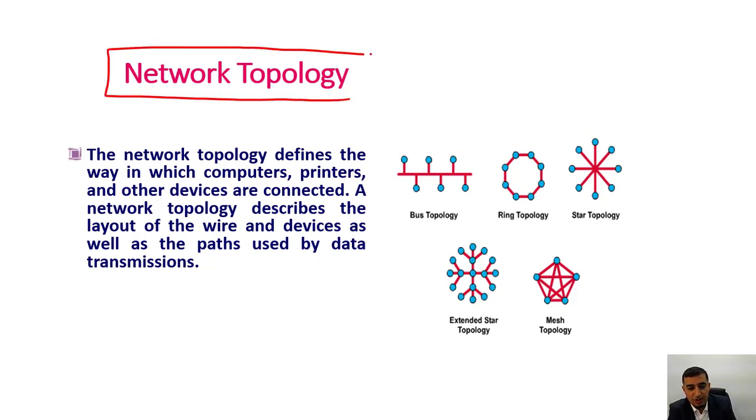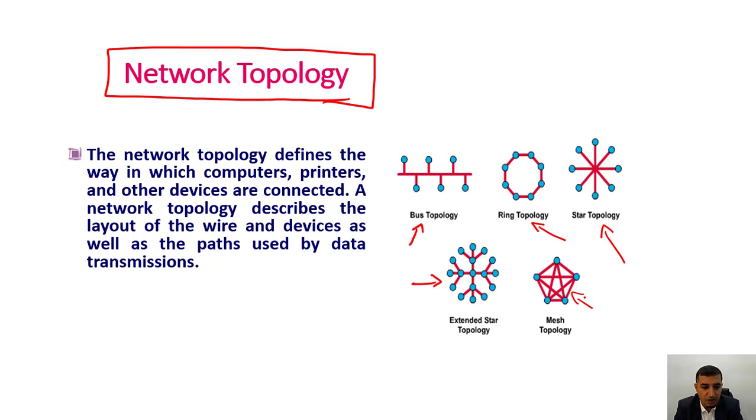What do we mean by network topology? How the network is connected. How the network is connected, and this is very important, because in network topology, you can see that we have the bus topology, then we have the ring topology, and we have the star topology. We have the extended star topology, and we have the mesh topology. So the network topology defines the way in which computers, printers, and other devices are connected.